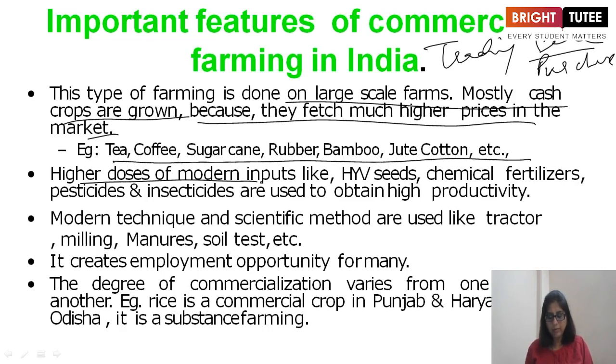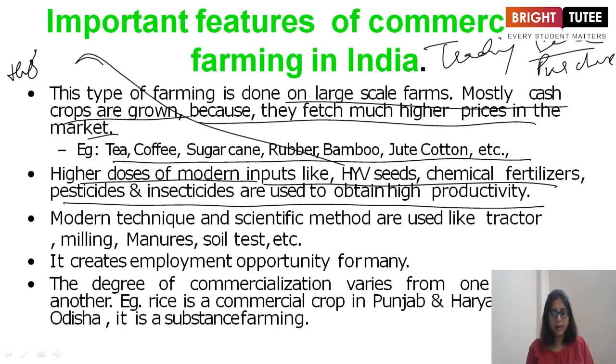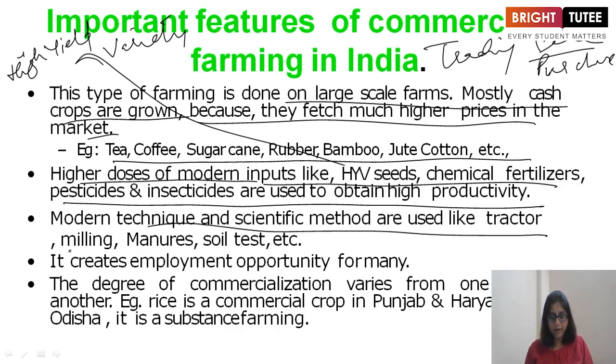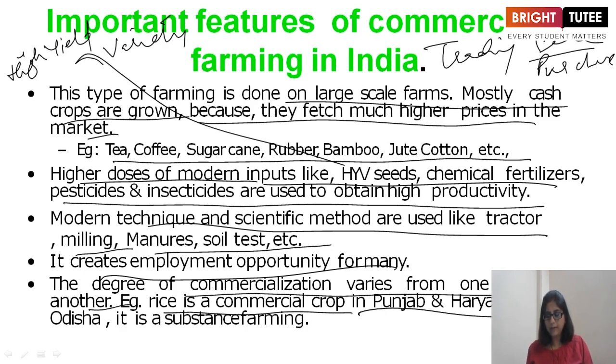Then higher doses of modern inputs like HYV seeds, chemical fertilizers, pesticides, and insecticides are used to obtain high productivity. HYV seeds are high yield variety seeds. Modern techniques and scientific methods are used like tractor, milling, manure, soil test, etc. And it creates employment opportunities for many, and the degree of commercialization varies from one region to another. That is, rice is a commercial crop in Punjab and Haryana, but in Odisha it is subsistence farming.